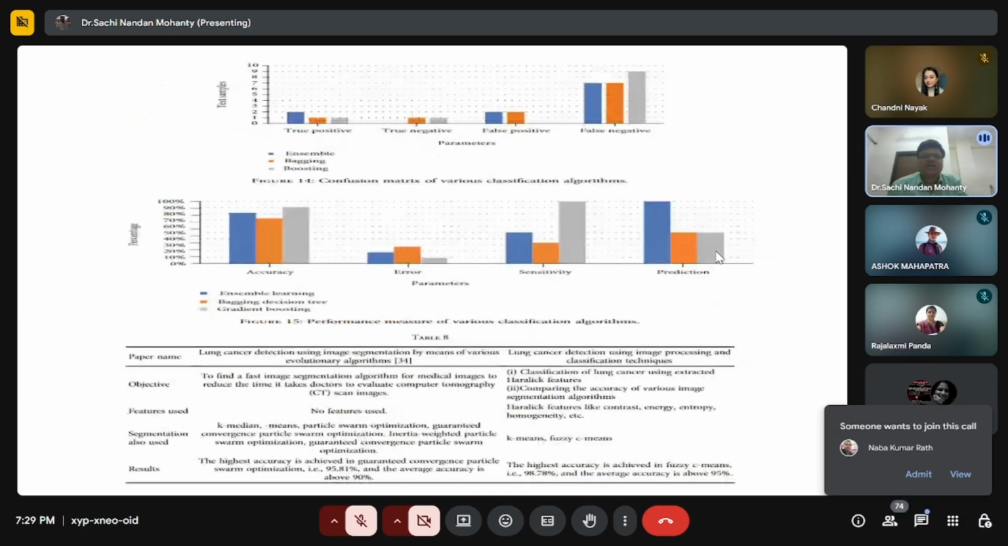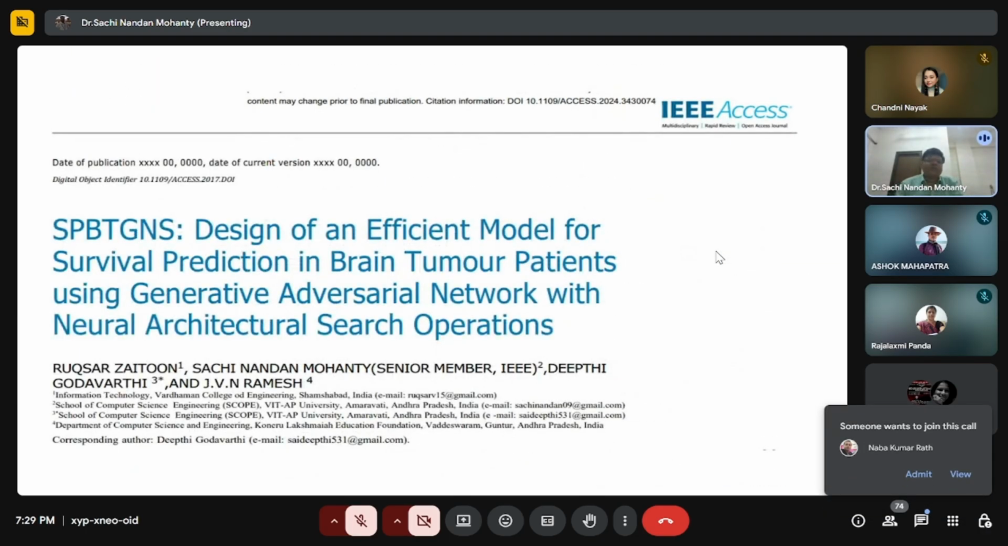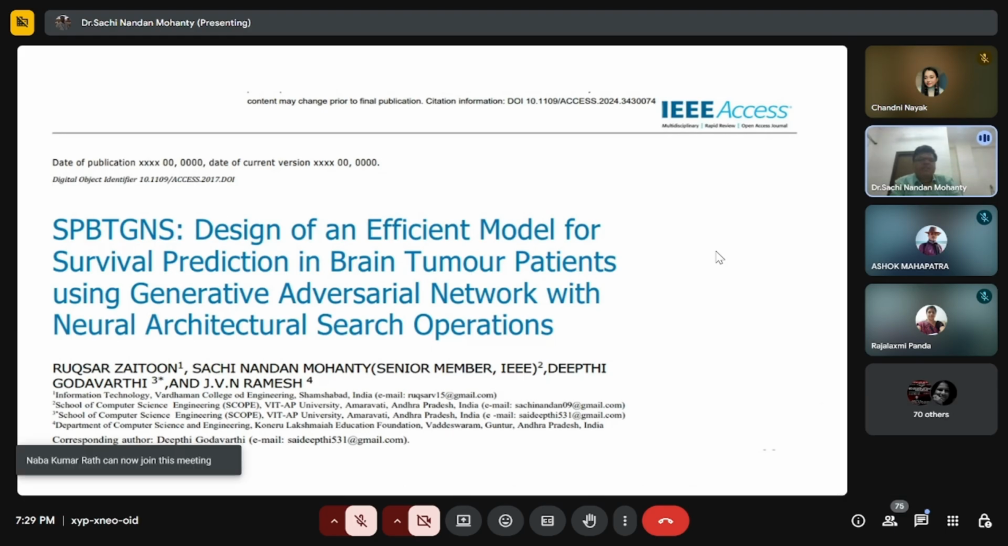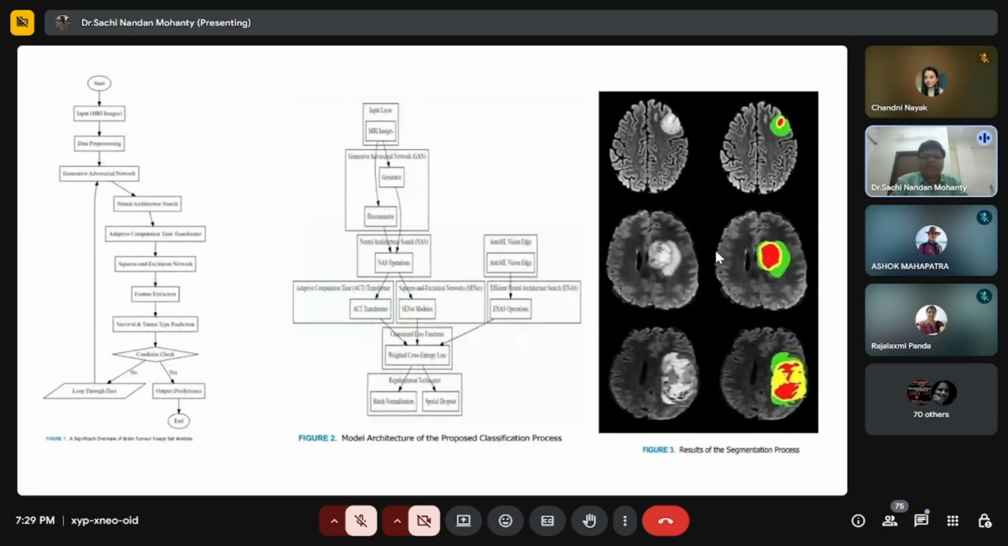Now, coming to this another work, you can find the design of an efficient model for survival prediction of brain tumor patients using a generative adversarial network. This is nothing but the latest technique, comparing the neural activity. In this case, we consider the brain tumor, then you can find the model activity of the proposed classification process.